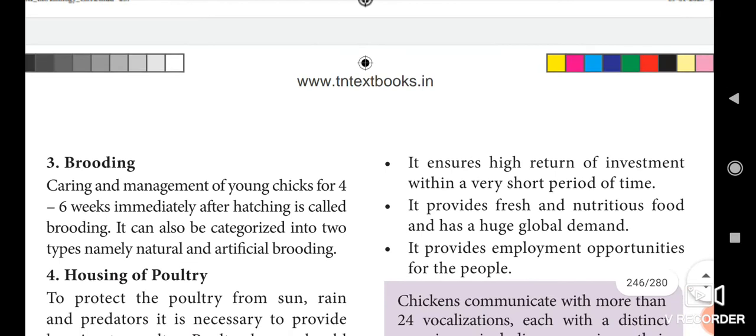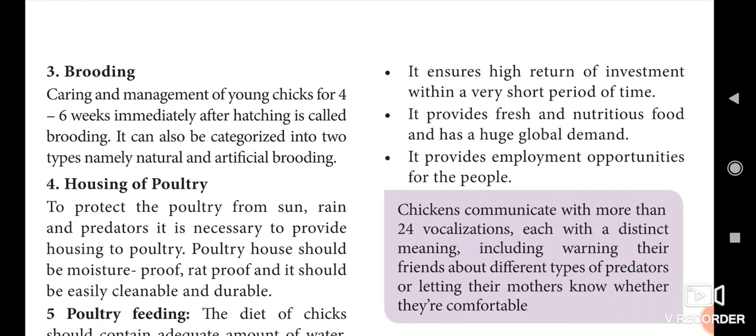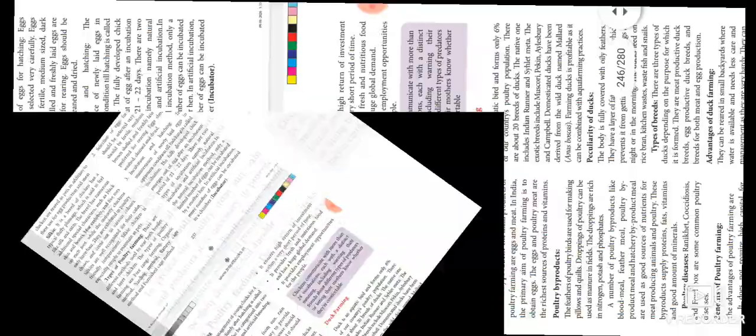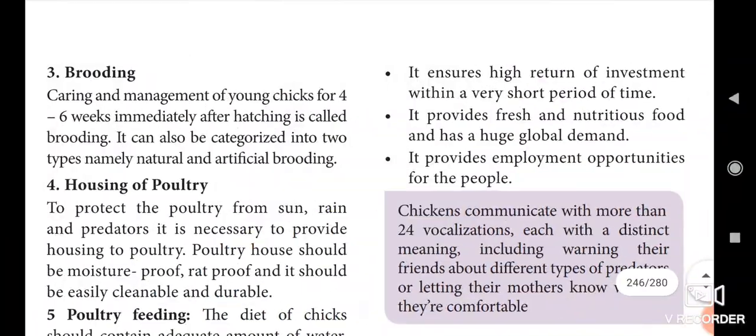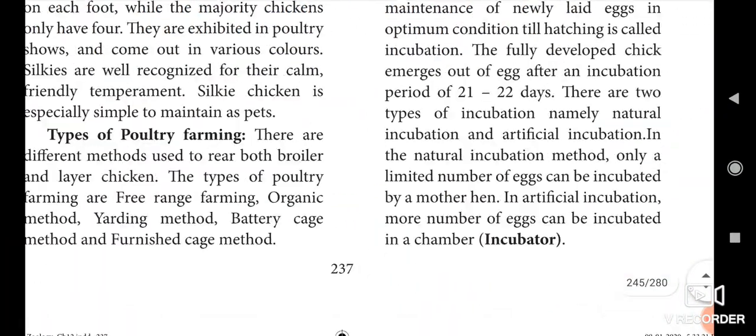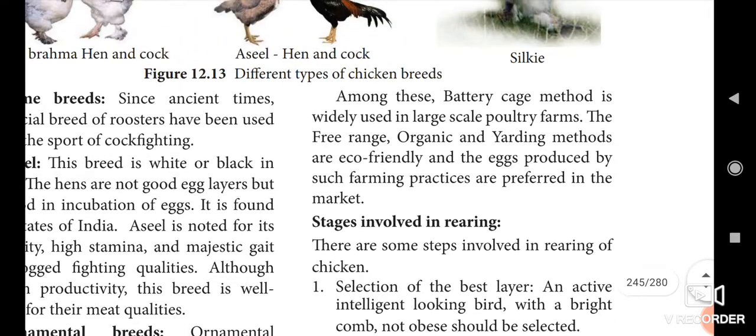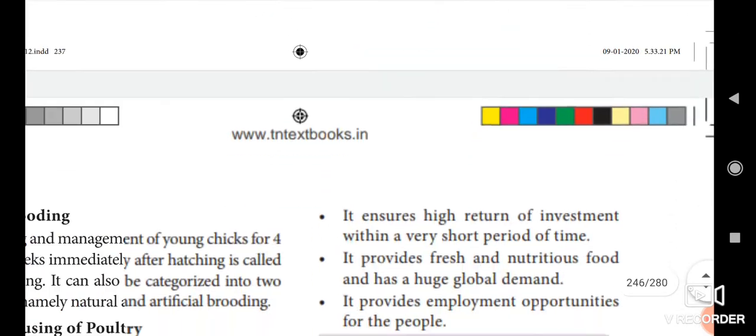Then next we see about brooding. Here the stages involved in rearing, we see about this. What are the stages involved in rearing? First stage, we have to select the best layer of chicken. Then second step, we have to select the egg for hatching. Then third step, now the egg is selected, we have to incubate the eggs and hatch them. So these are the stages involved in rearing.